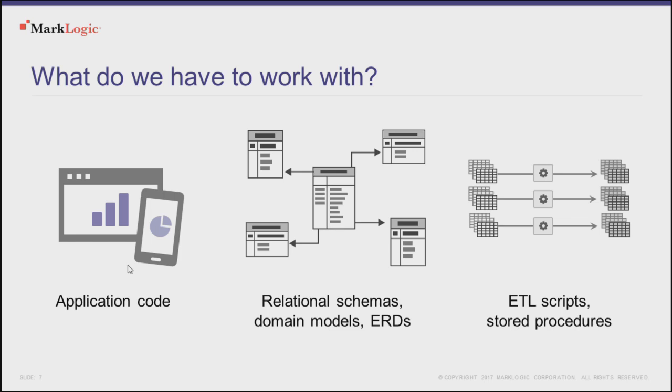So what they have today looks like this. They've got meaning and content itself tied up in application code, in relational schemas, data domain models, and entity relationship diagrams. And some of these are so complex and so large that they can cover entire walls of conference rooms. And they have ETL scripts and stored procedures to move data and transition between different schemas, different models, and different applications. And the semantics and the meaning of their content is tied up in these three places.